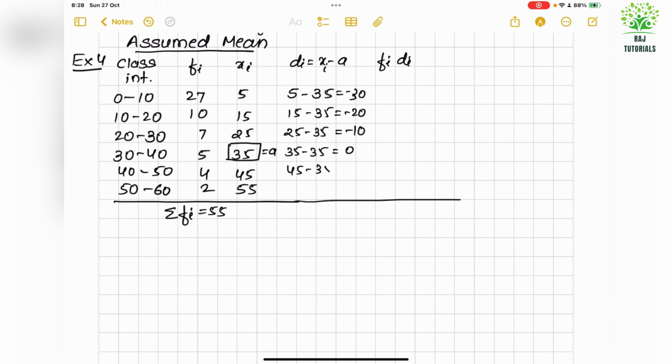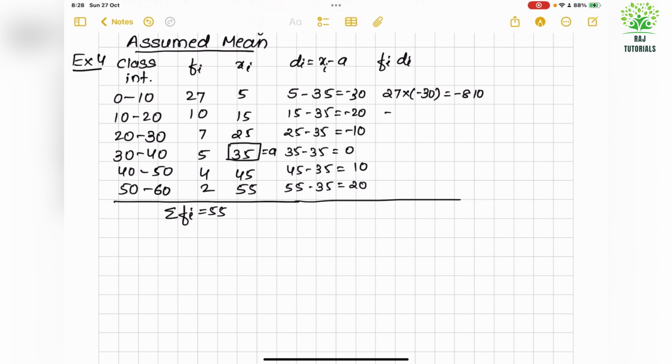45 minus 35, that is 10. And 55 minus 35, so that will be 20. Now the last column is fi di. So now I have to multiply di with fi. So here I will multiply 27 into minus 30. So that I am getting as minus 810.